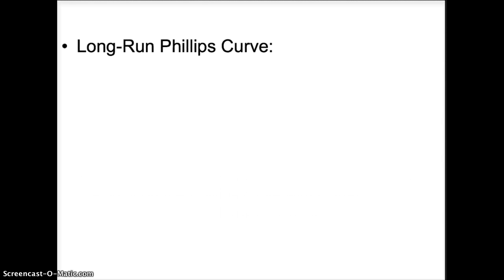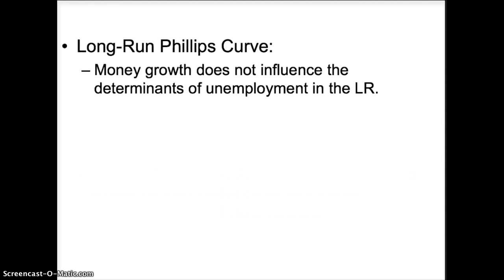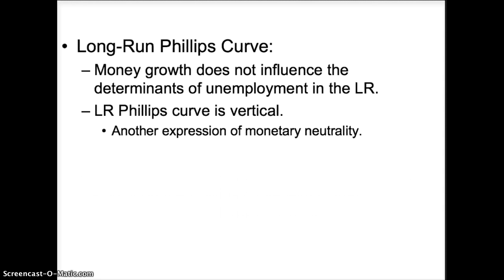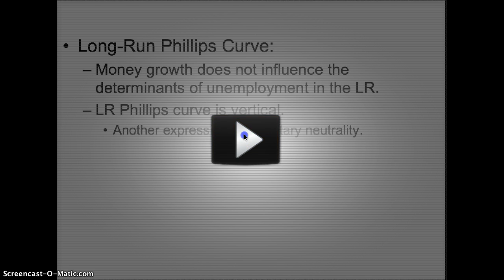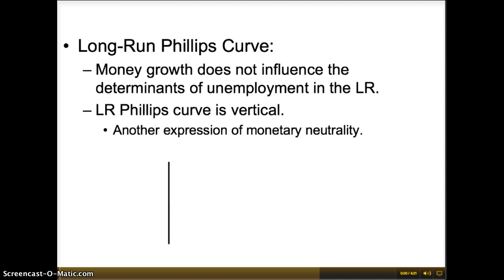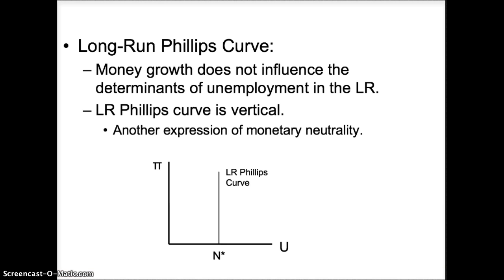The long-run Phillips curve is vertical because money growth does not influence the determinants of unemployment in the long run, such as the amount of structural and frictional unemployment. The long-run Phillips curve is an expression of monetary neutrality.